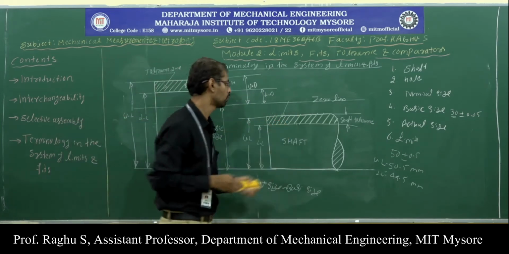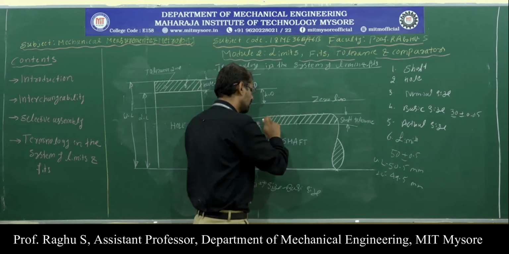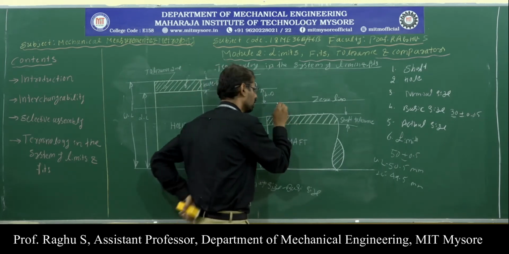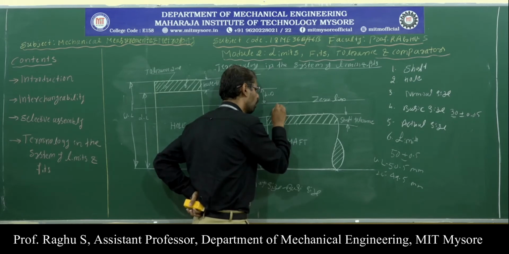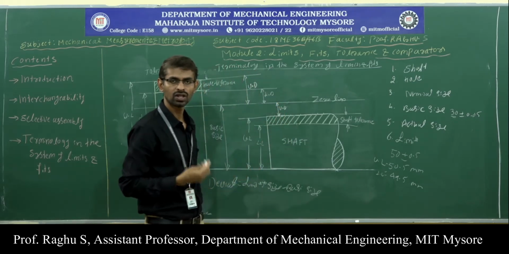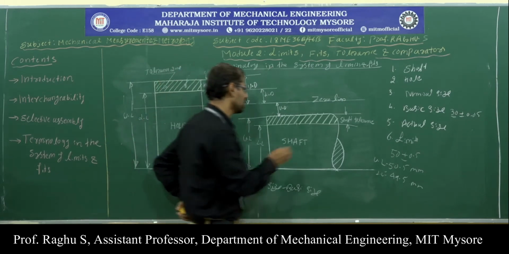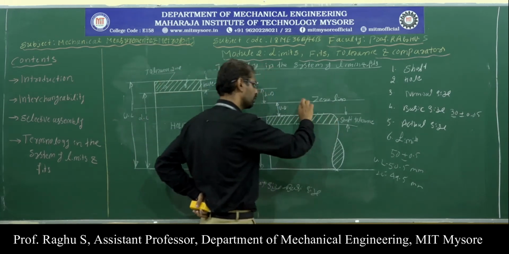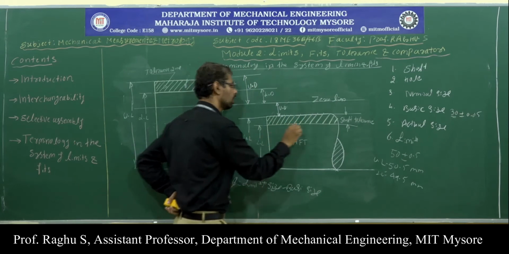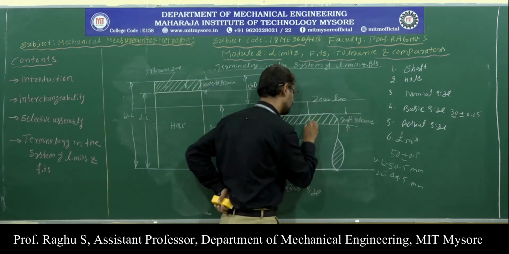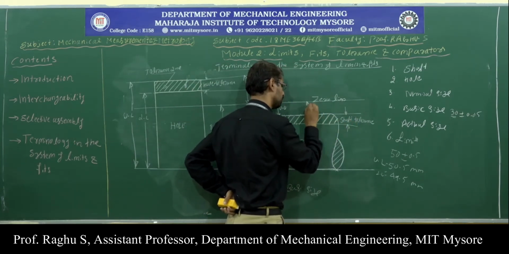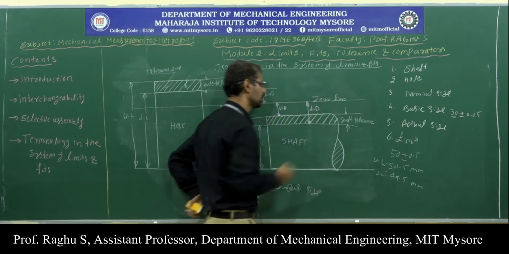Now with respect to the shaft. This is the upper limit of shaft and this is the zero line. Therefore, this is the upper deviation. Then what is the lower deviation here? The lower deviation here is the difference between the zero line and the lower limit. So this is the lower deviation.